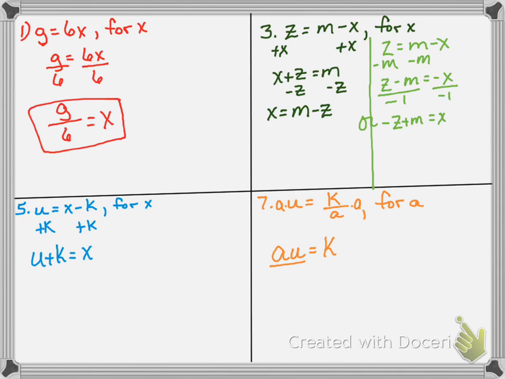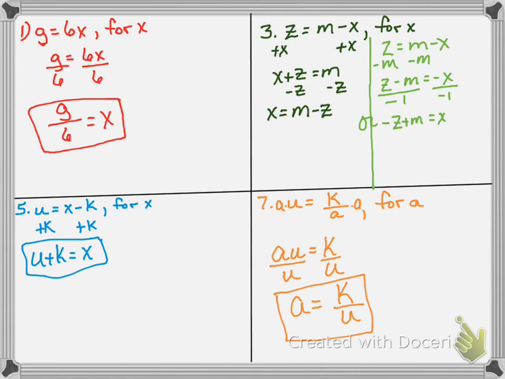au. We're going to divide by u. So a is equal to k over u. That makes me wonder if I didn't finish out that problem when I was writing it out. But we have our final: a is equal to k over u. Just box in our answers here.